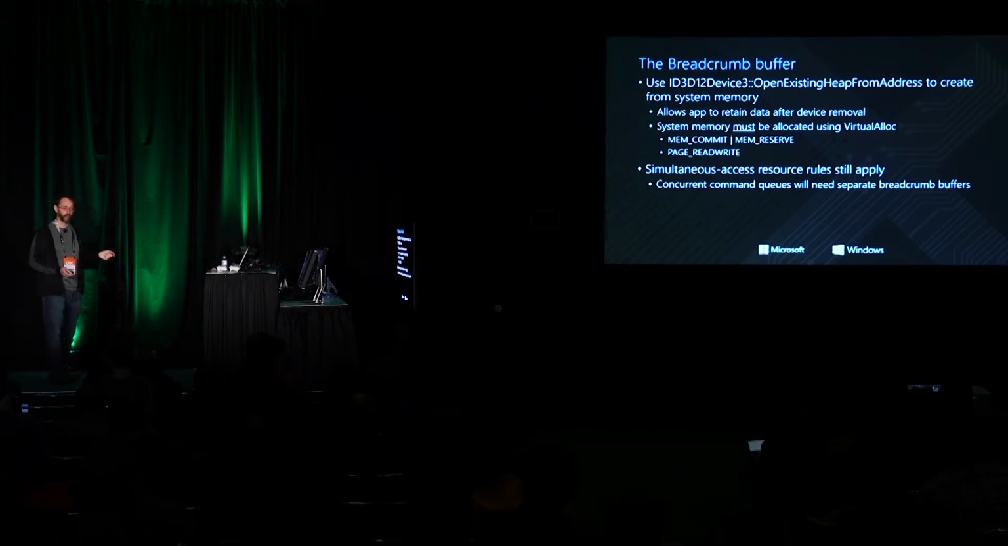Simultaneous access rules still apply. This means that you cannot have two queues writing to the same resource at the same time. So if you're using a lot of concurrency and you're having, say, a compute queue and a graphics queue running at the same time, you're not going to want to have them both writing to the same breadcrumb buffer. I would recommend creating a separate breadcrumb buffer per queue. You may decide that you want to have a unique breadcrumb buffer even per command list for a variety of reasons.